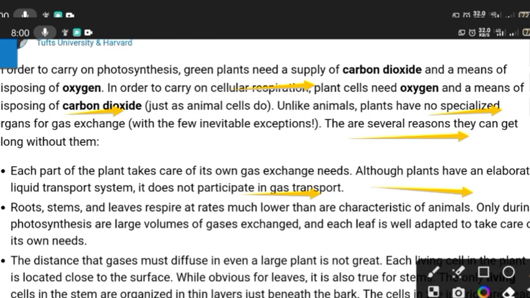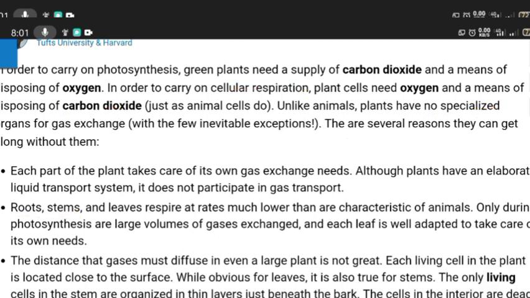Other is that root, stem and leaves respire at rates much lower than is characteristic of animals, because animals respire more rapidly than plants.